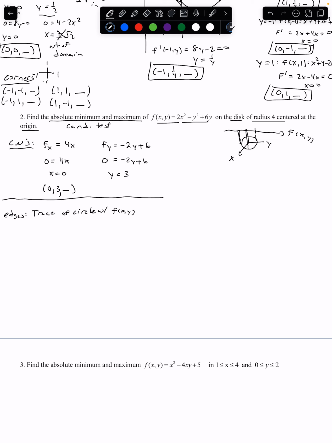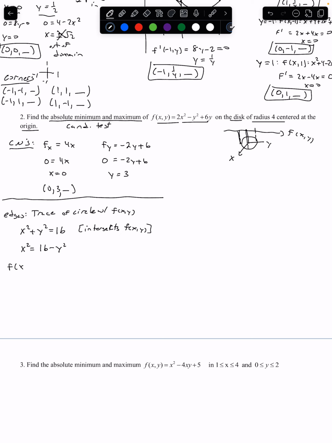And to do that, looking at the equation of our circle, which is x squared plus y squared equals 16, we want to find out where the circle intersects the function f of x, y. We just want to find that intersection. So I'm going to go ahead and solve for either x squared or y squared. It doesn't matter. I'm going to solve for x squared. That's going to give me 16 minus y squared. And I plug that in.